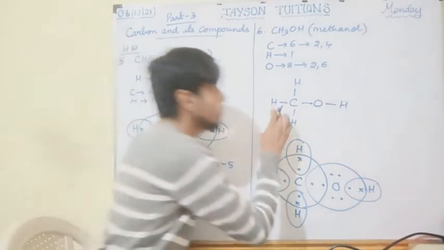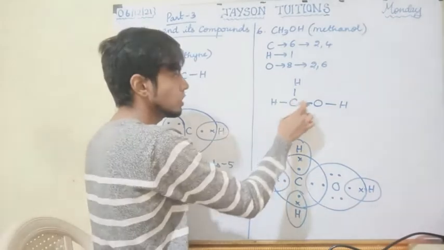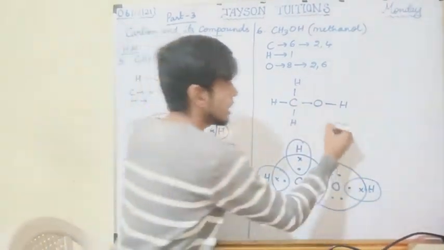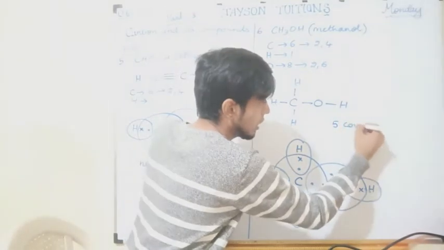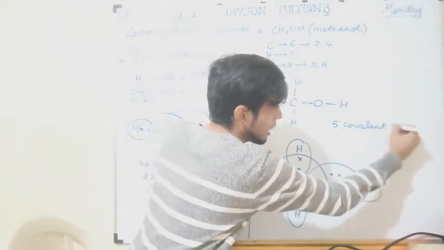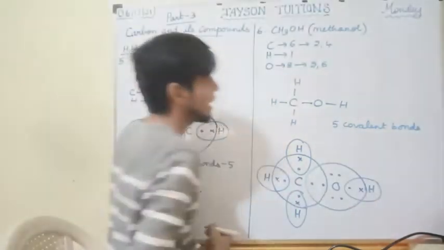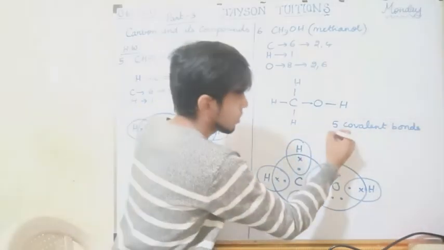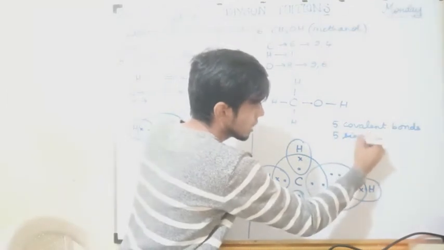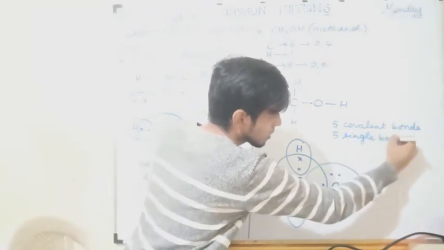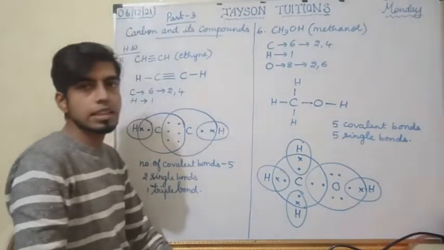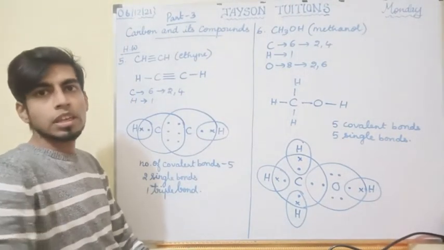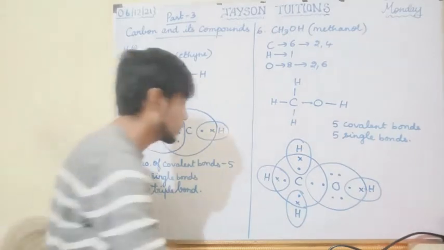Okay, so how many covalent bonds are there? 1, 2, 3, 4, 5. So the number of covalent bonds is 5. All the bonds are single bonds. So it has 5 single bonds. So understood? Now we will draw for the next one.